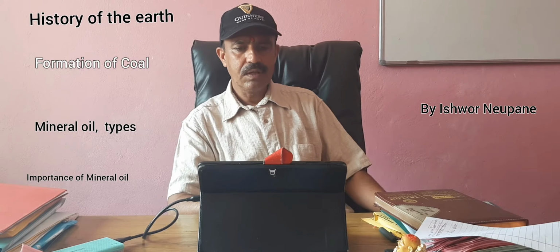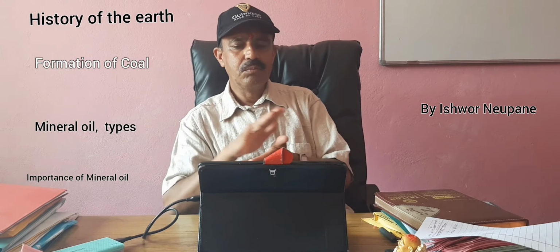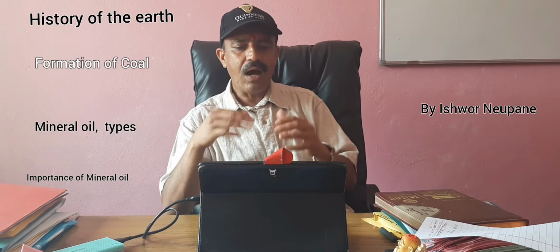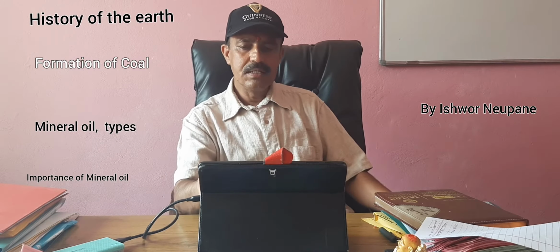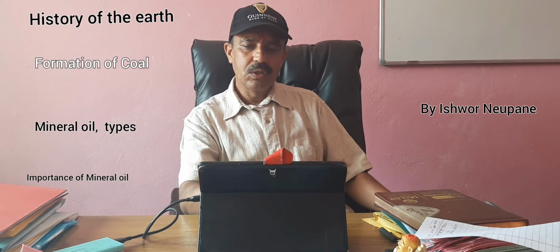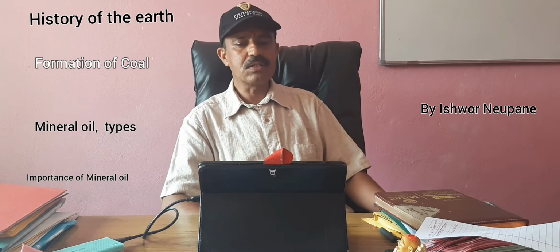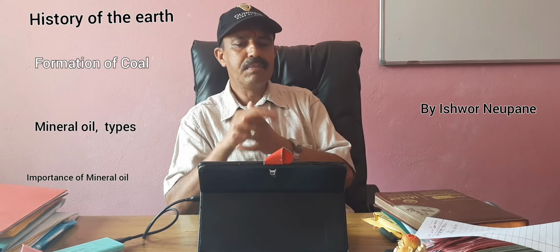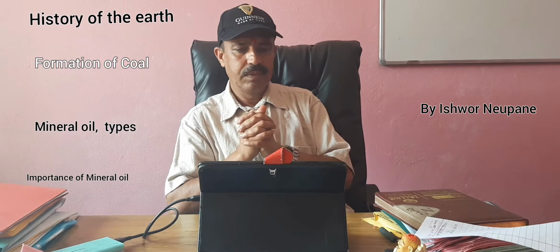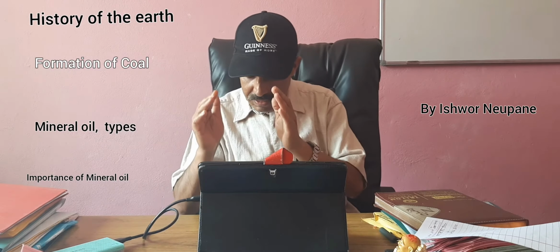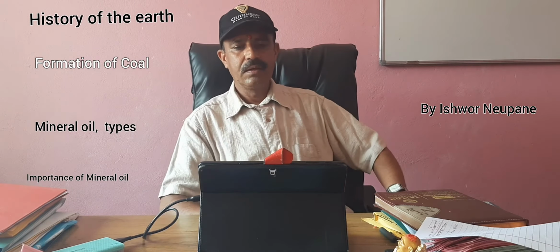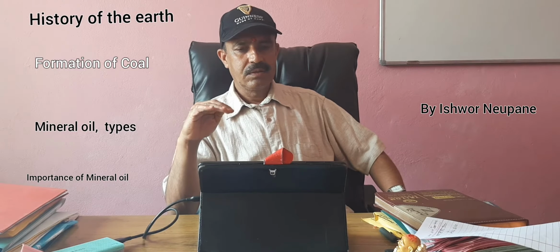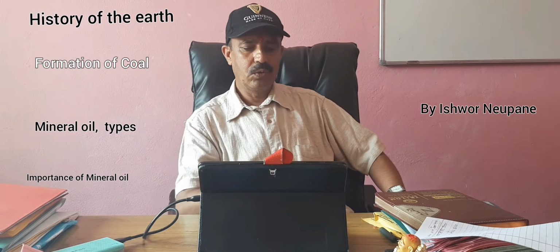So in some areas we can get more coal, in some areas we can get less coal. How does it depend? It depends on the quantity of such coal plants that were buried at that time, millions of years ago. Okay? So here just keep in mind, coal is found from plants, but it took many years in the formation of coal.